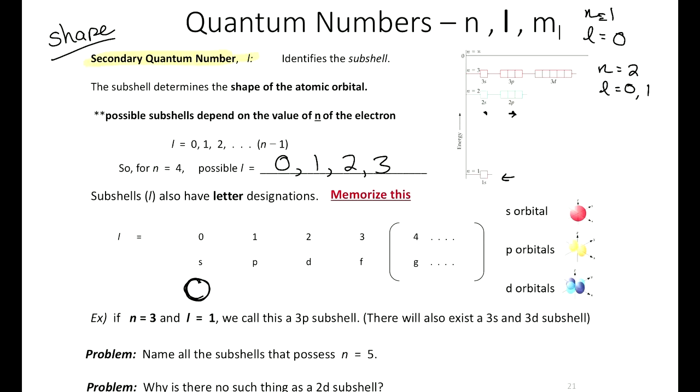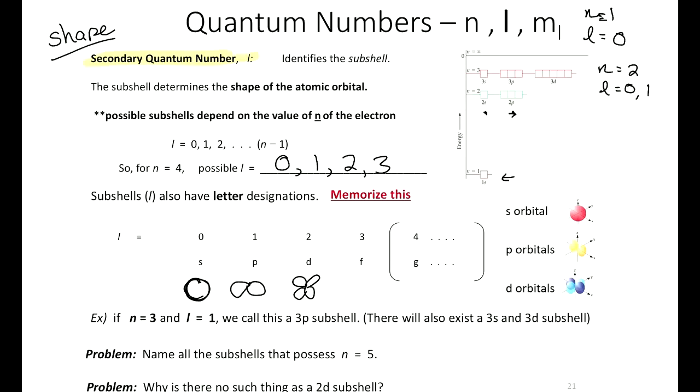If L equals 1, that's a P orbital. It looks like a dumbbell. A D orbital, that's L equals 2. It looks like a butterfly. And then we can keep going. 3 is F orbital, 4 is G orbital. We add a lot more lobes here, but those aren't really common.